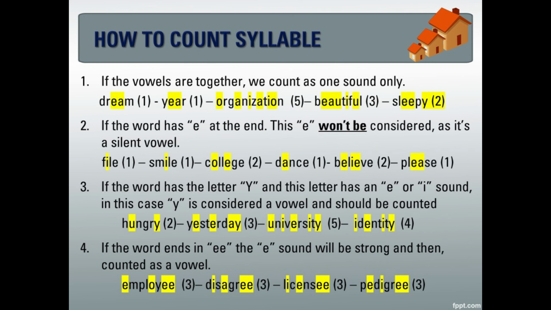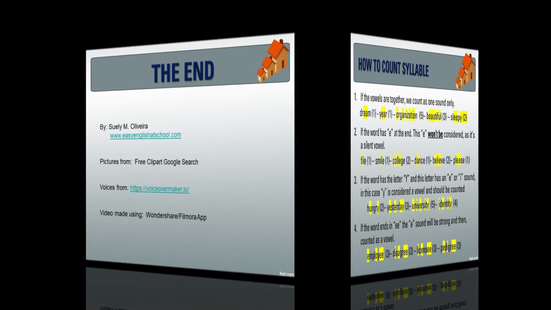4. If the word ends in double E, the E sound will be strong, and then counted as a vowel. Employee, disagree, licensee, pedigree. Thanks for watching.